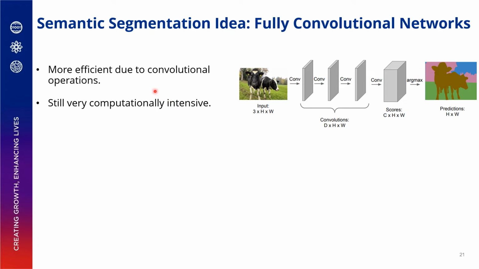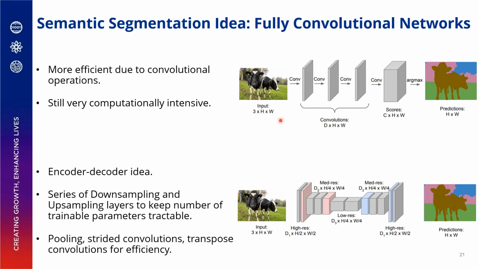This makes the results much more efficient compared to, let's say, a sliding window. However, it's still very computation intensive because if you're looking at a 1,000 by 1,000 image, the number of parameters involved in this fully convolutional network would be really, really huge. So we want to avoid this explosion in the parameters needed to do convolutions.